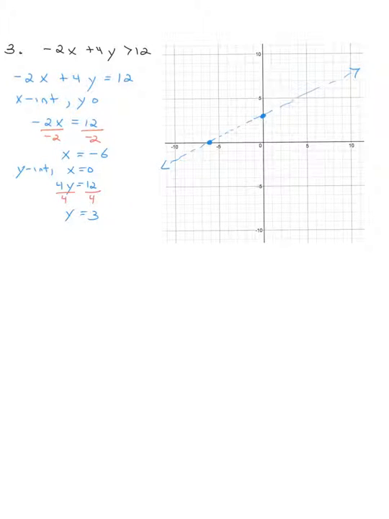There's the line. I again can use (0, 0) as a test point. So let's test the point (0, 0). In my equation, that is negative 2x plus 4y greater than 12. 0 in place of both x and y is clearly going to make this a false statement. 0 is not greater than 12. Therefore, I want to shade above the line. So this is my answer.